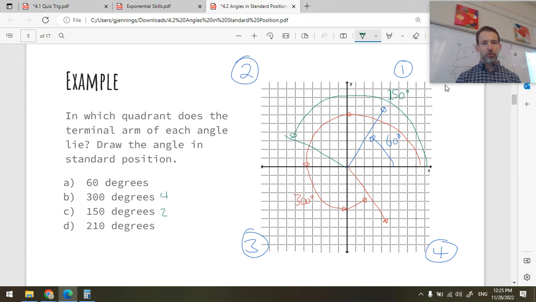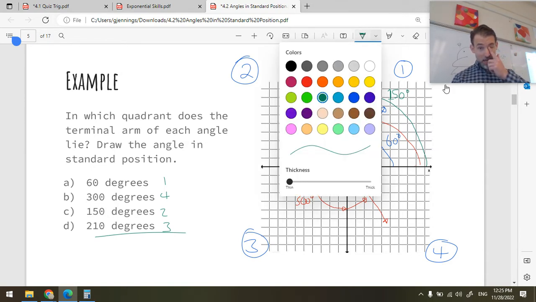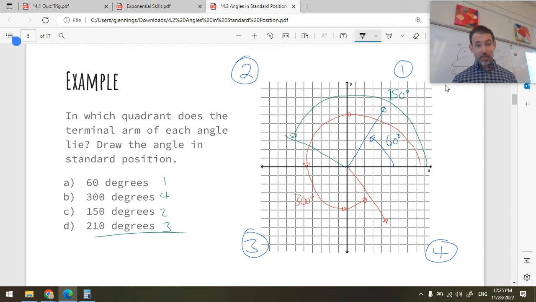This one was quadrant 4. This one was quadrant 1. And we have 1 in each one, right? So this one, by process of elimination, is in 3. Why is 210 in 3? Yeah, it's before 270, and it's after 180. So it goes all the way around to 180, and then adds another 30 degrees, so it's there. That's 210.